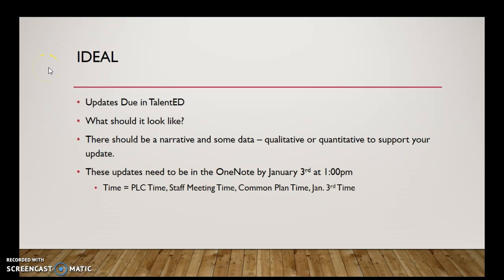The next piece is the ideal process, and we know we're moving this year to just updating this once this semester and then at the end of the year. So those updates are going to be due in Talent Ed at the end of the year. This first semester update you only need to do in your OneNote. So what should it look like? There should be a narrative and some data points, either qualitative or quantitative, to support your update for the first semester. And they need to be in OneNote by January 3rd at 1 o'clock p.m. so that we can take a look at those.